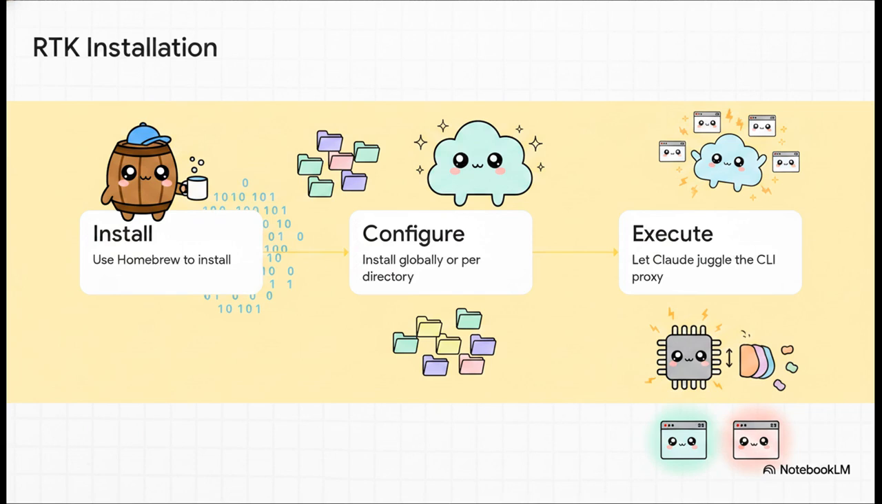Step 1, just use Homebrew to install it right onto your machine. Literally just a simple brew install command. Step 2, you can choose to install it globally or just keep it localized to a specific directory. And step 3, just run your standard commands. Claude Code is actually incredibly good at juggling CLI proxies, and as a quick side note here, a lot of developers are realizing right now that standard CLIs are vastly superior to MCPs, or model context protocols, for these specific types of compression tasks.